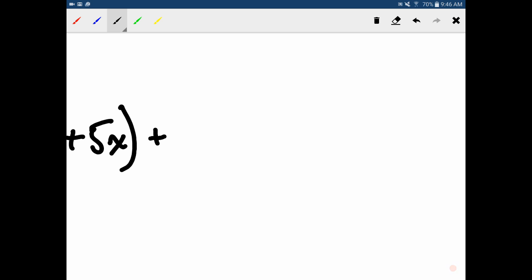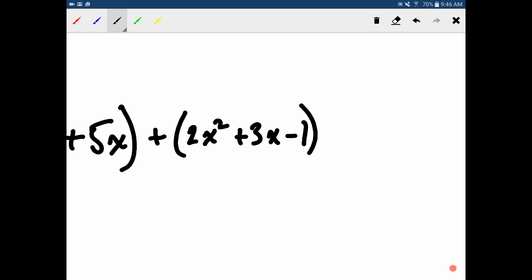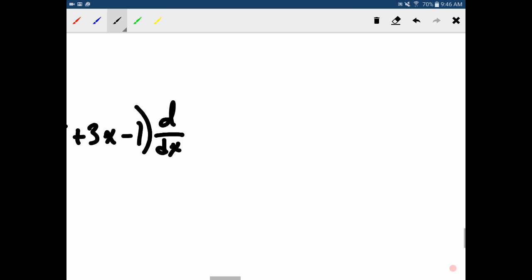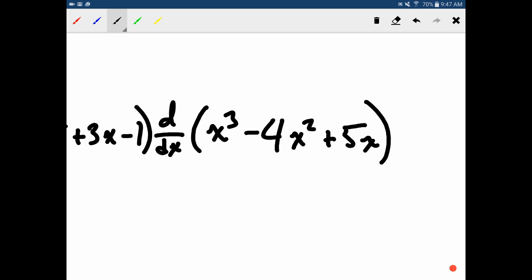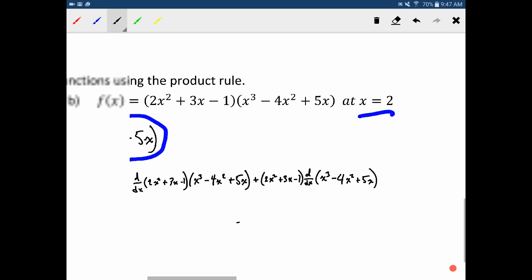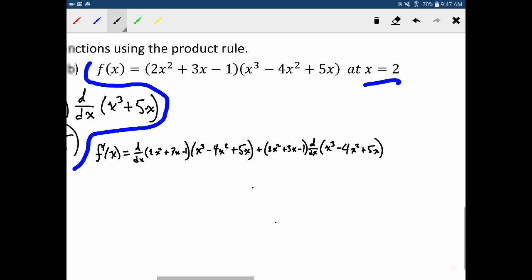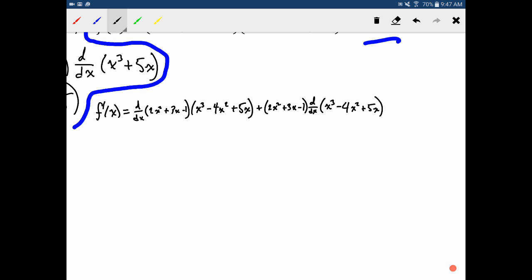and we take the first function, so the 2x squared plus 3x minus 1 times the derivative of x cubed minus 4x squared plus 5x. Okay, so there we go. So that's what we're going to do. And once we find this, we can sub in the 2.